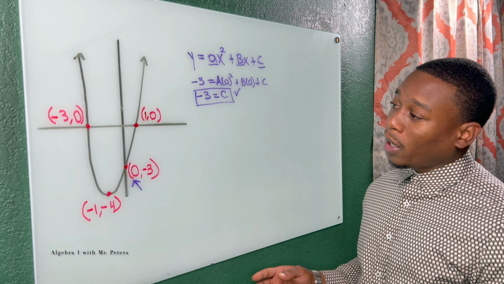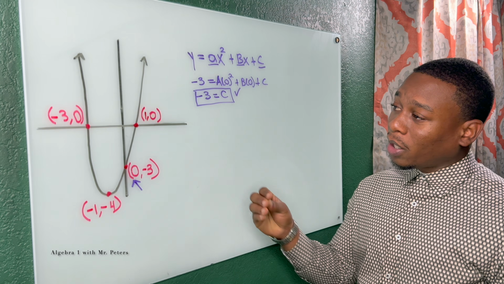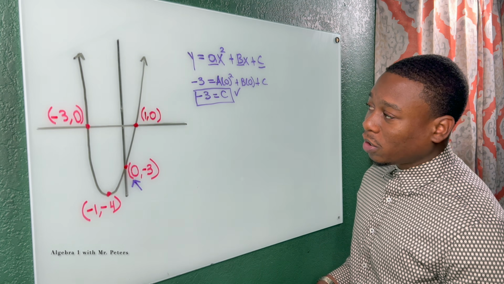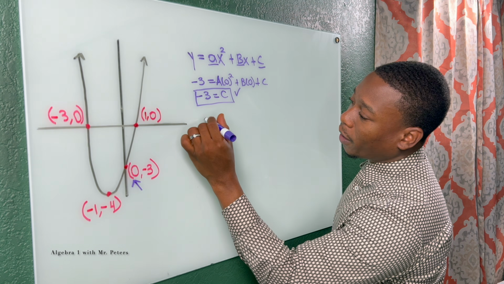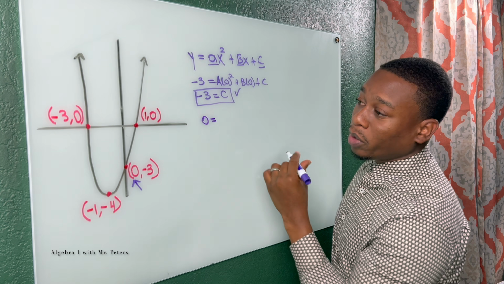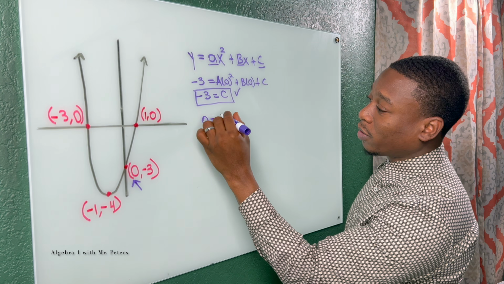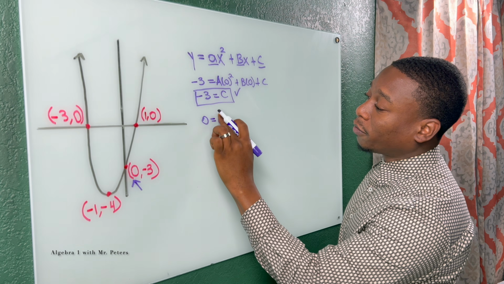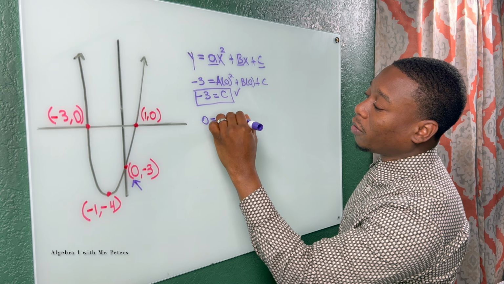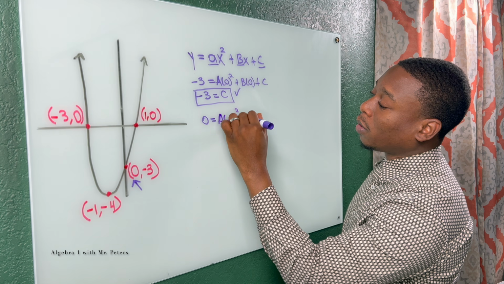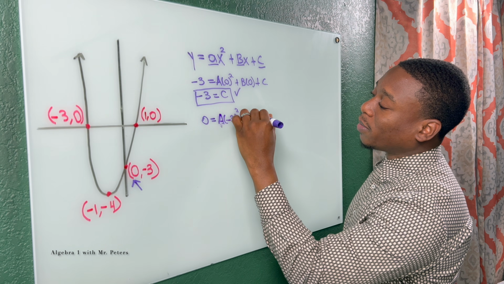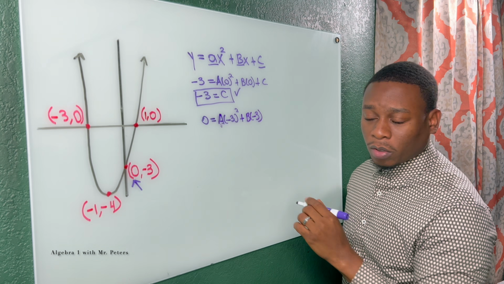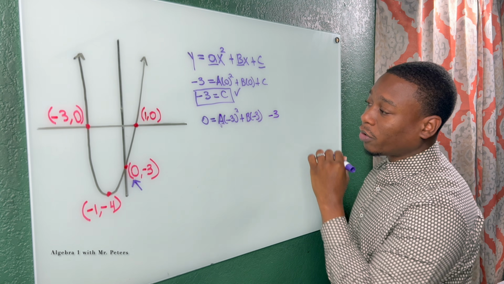Now we could go ahead and pick other points. So the next point I'm going to pick is -3, 0. So I know that y is 0, and when we plug in -3 for x, so let's do that. We have a times -3 squared plus b times -3. And because we know the value of c, we're just going to put -3.